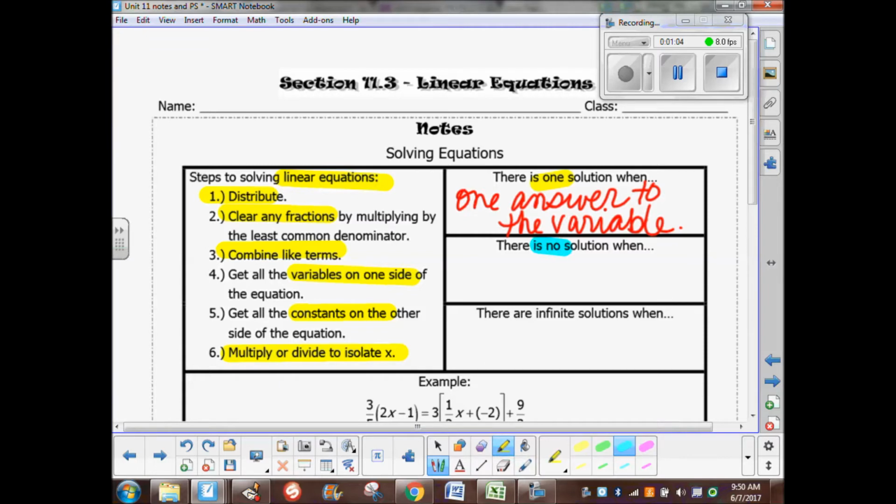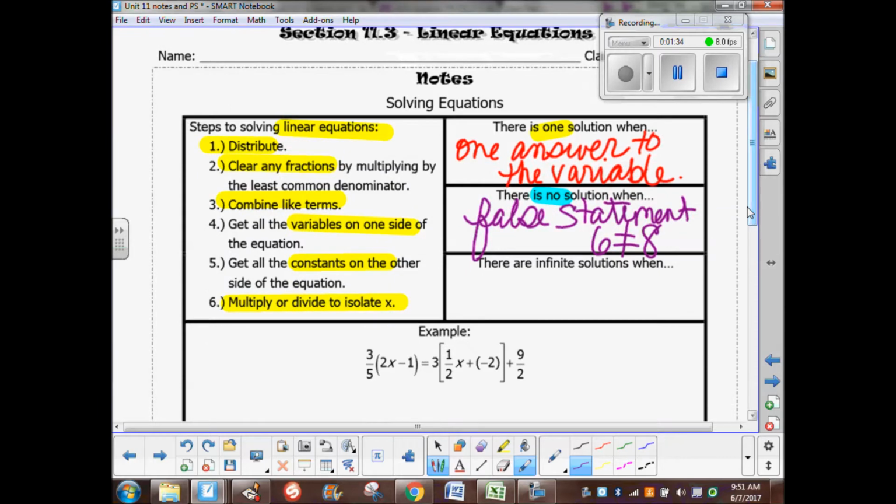There is no solution when you get a false statement. What do we mean by a false statement? Exactly, like 6 equals 8. 6 doesn't equal 8. You get something like that, something that's false. 6 never equals 8. Something false, so that's when it's no solution.